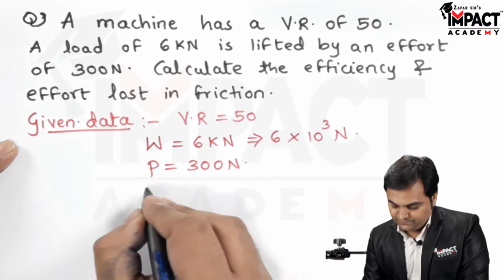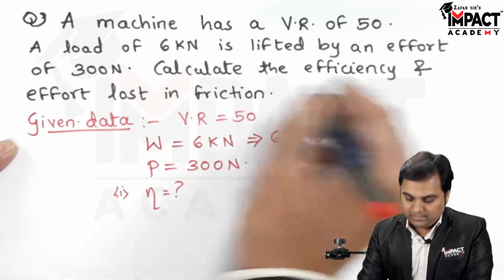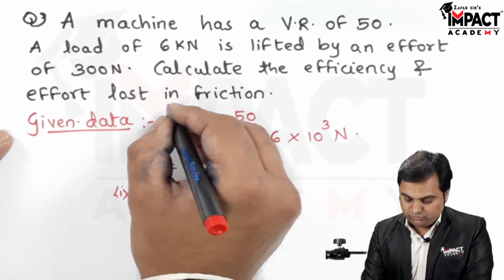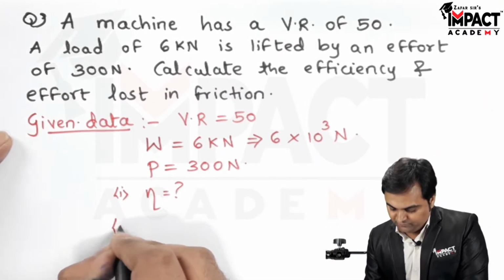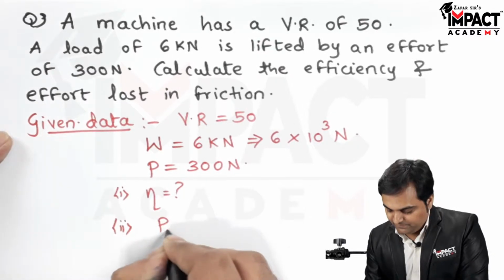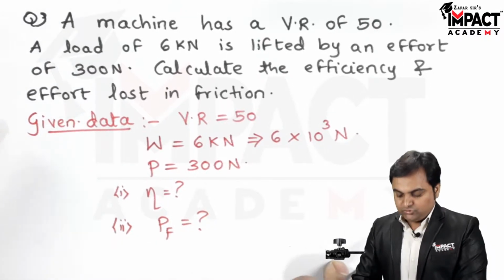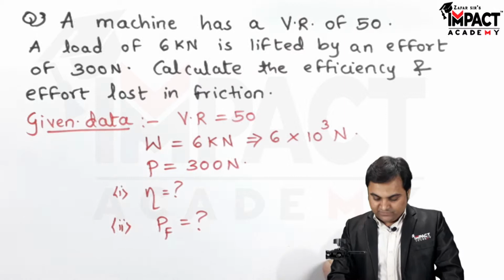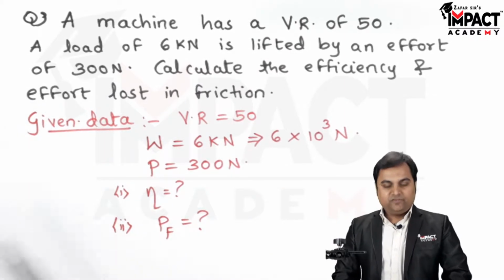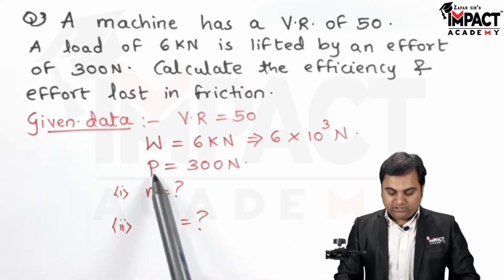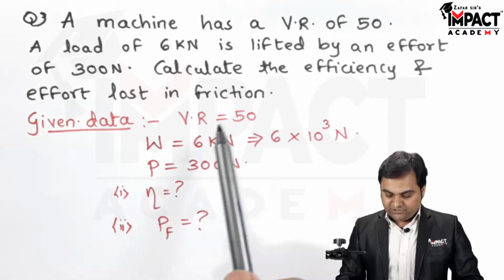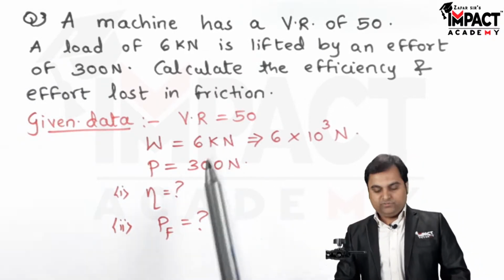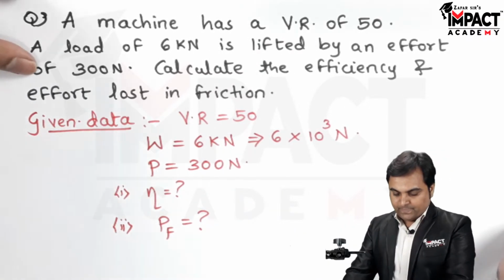Calculate the efficiency and the effort lost in friction. So effort lost in friction is denoted by P suffix F. So this is the question in front of us. Now as we can see in this question, load and effort both are given, so we can get mechanical advantage, and velocity ratio is also there, so efficiency can be calculated. So I'll start with the solution part.